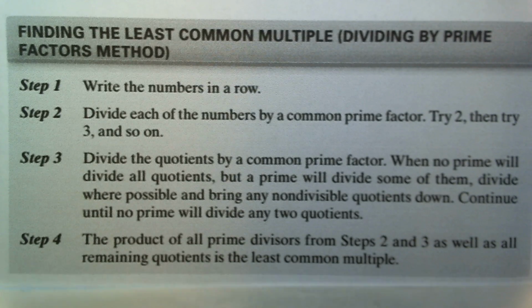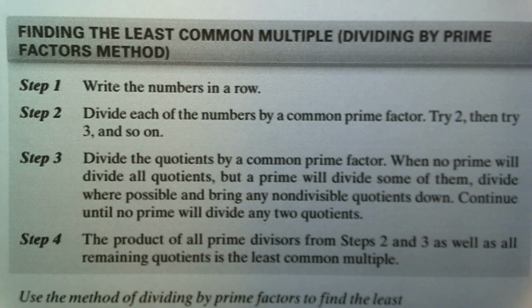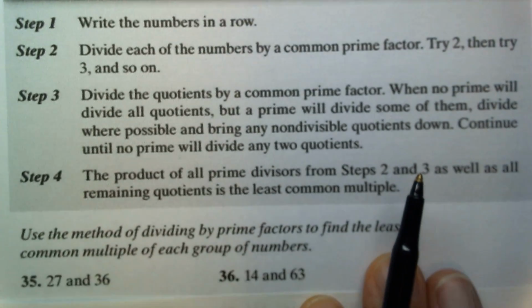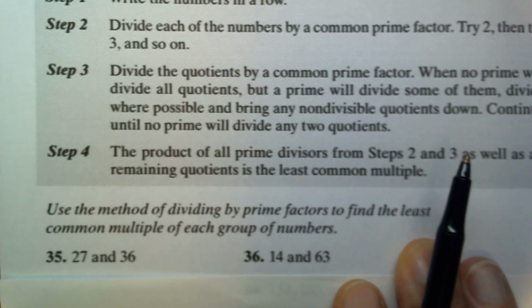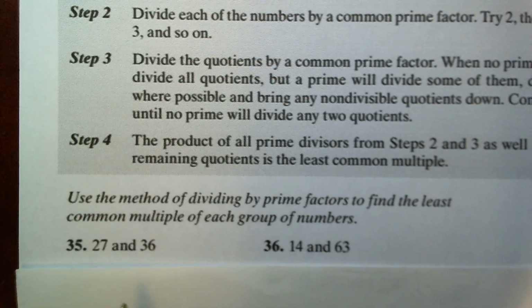So let's do some examples. Use the method of dividing by prime factors to find the least common multiple of each group of numbers. So number 35, we're talking about finding the least common multiple of 27 and 36. So we begin by writing 27 and 36 next to each other.